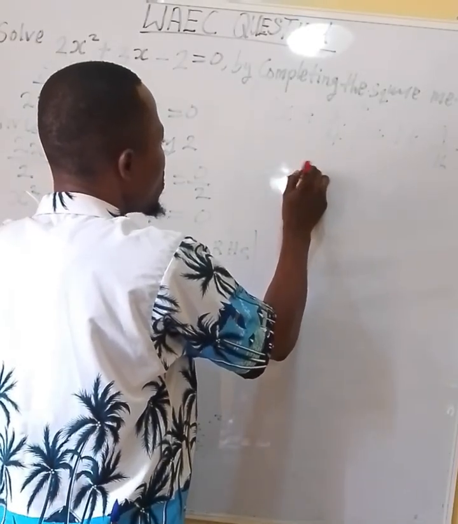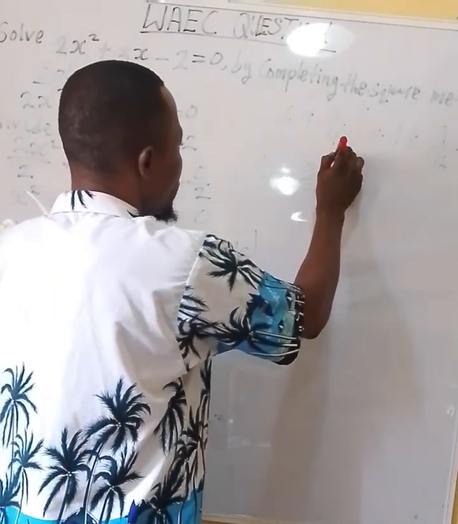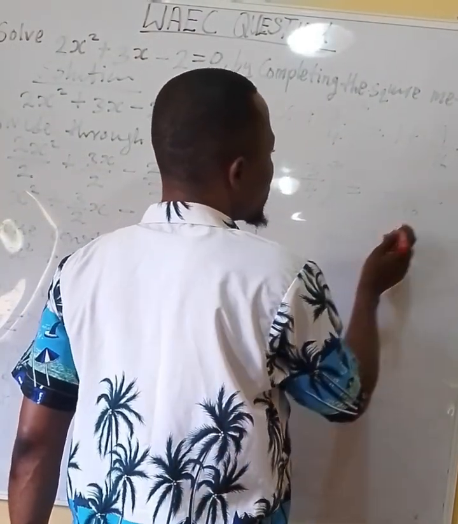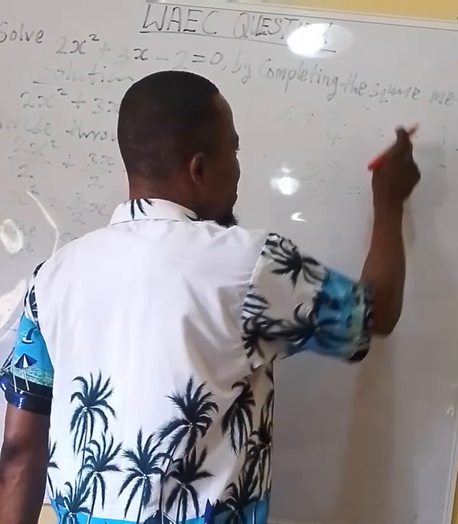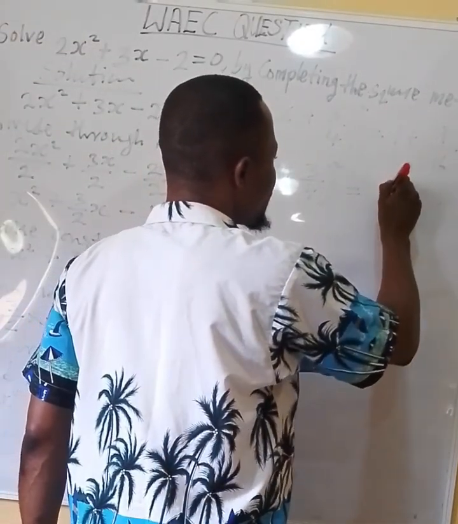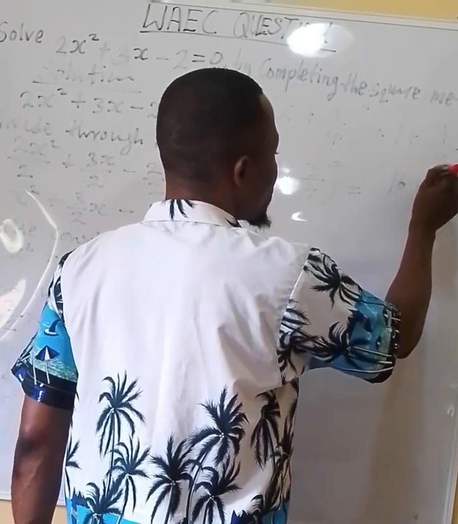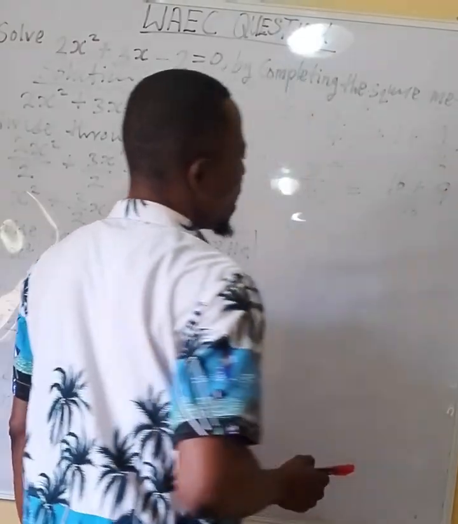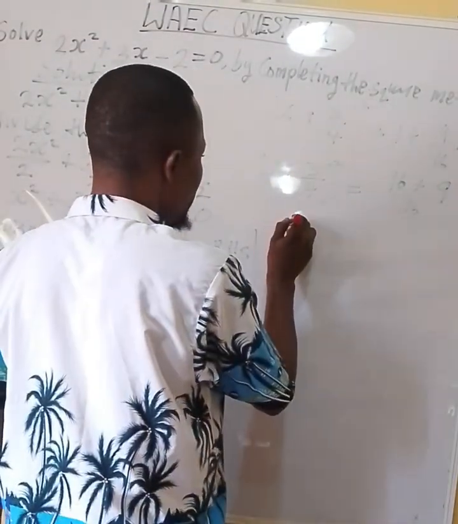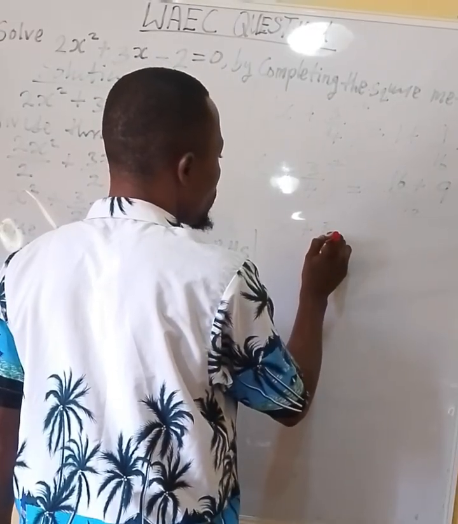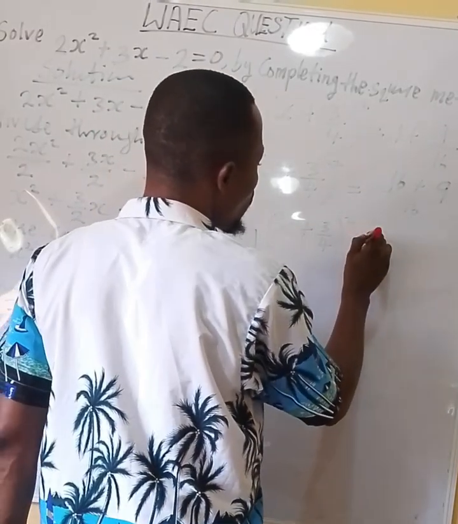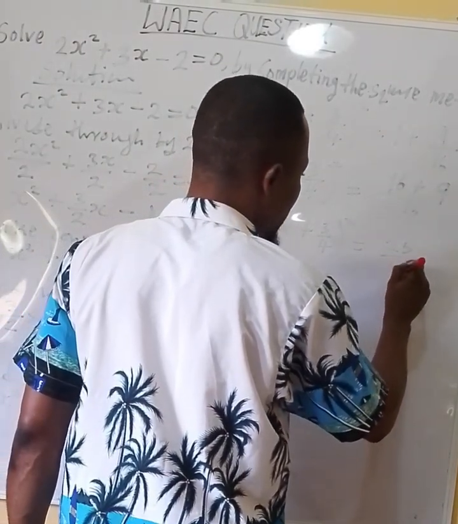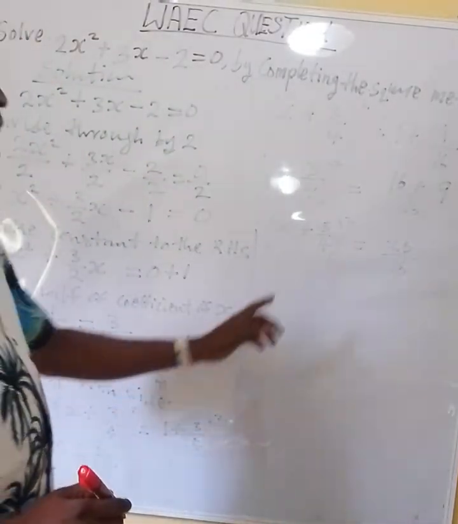plus 3 over 4 squared equals to, so we find the LCM here. The LCM is 16. 16 times 1 is 16, then plus 16 into 16, 1 times 9, 9. Are we together? So we now have x plus 3 over 4 raised to power 2 equals 16 plus 9, that's 25 over 16. Are we together? Now we have a square here.